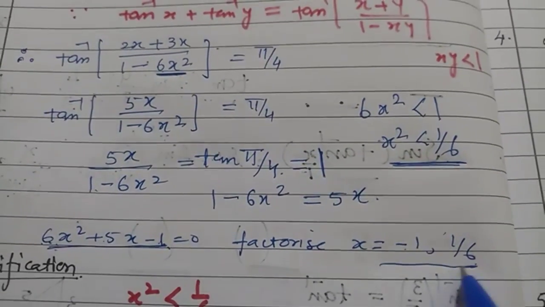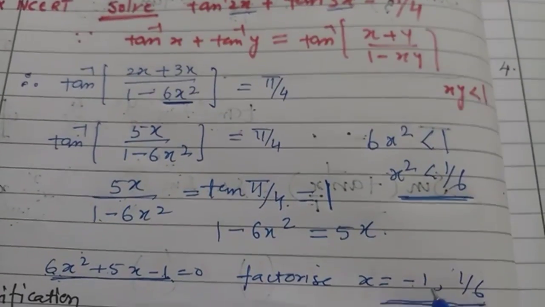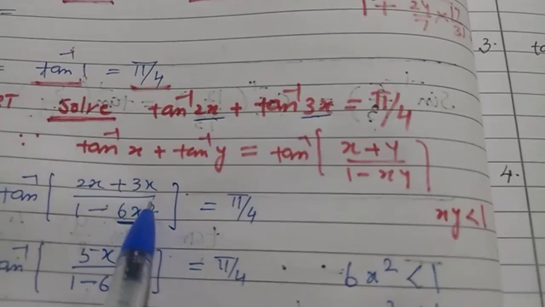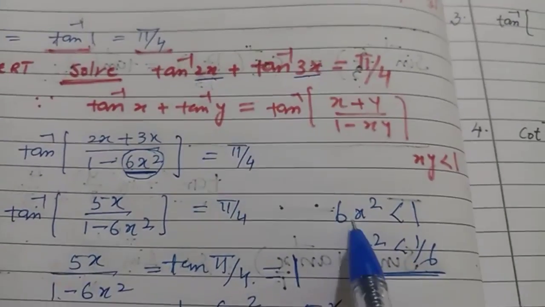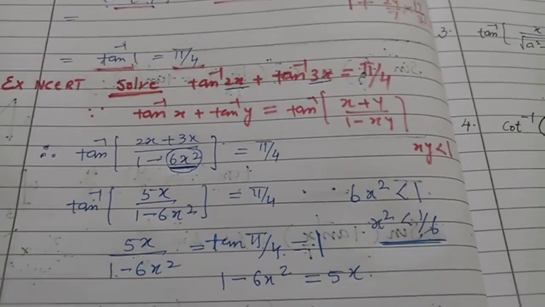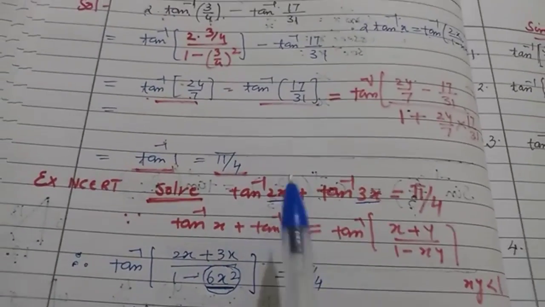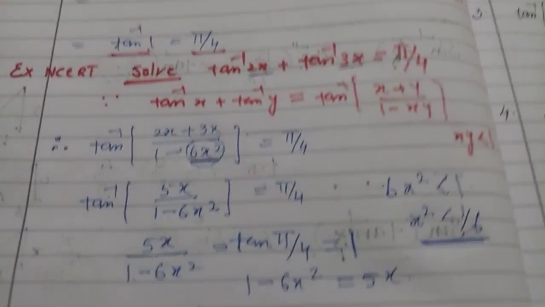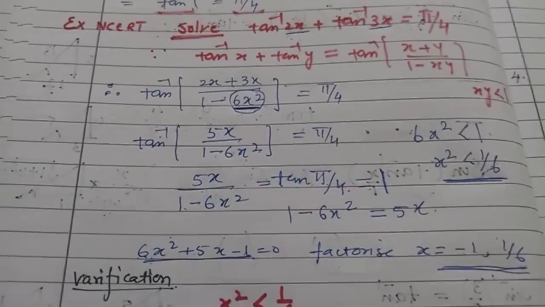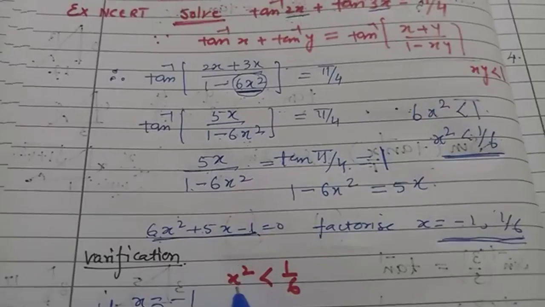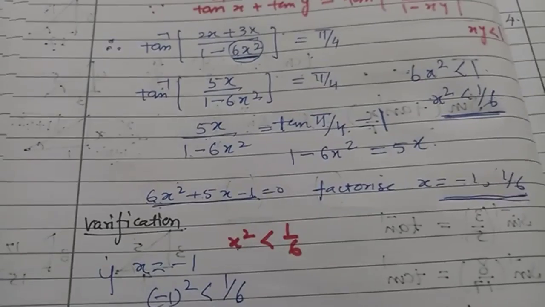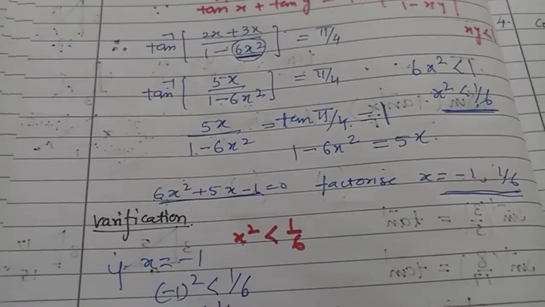Now whether they are the solution or not, who will decide? One way is we put these two values in the condition that we applied. Which one? That xy is less than 1, that is 6x square is less than 1, for the answers that came. The other thing is you put the x values in the original equation. The choice is yours. I put it in this condition, x square is less than 1 by 6. So if x equals minus 1, put it here. Minus 1 square is less than 1 by 6. 1 is less than 1 by 6. It is wrong. So this is not a solution.